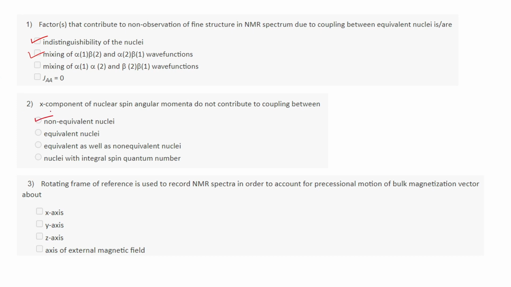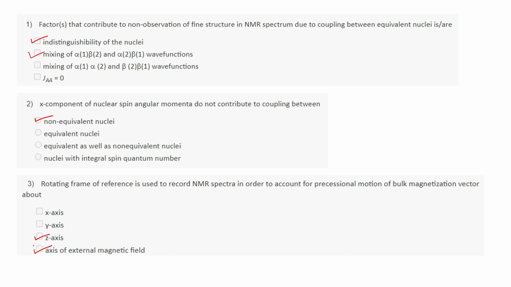Okay. Now the third question. The rotating frame of reference is used to record the NMR spectra in order to account for the precessional motion of the bulk magnetization vector around the axis of the external magnetic field, which is also the z axis. So actually, two of your answers are correct.